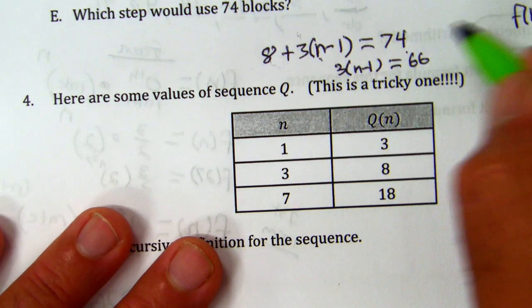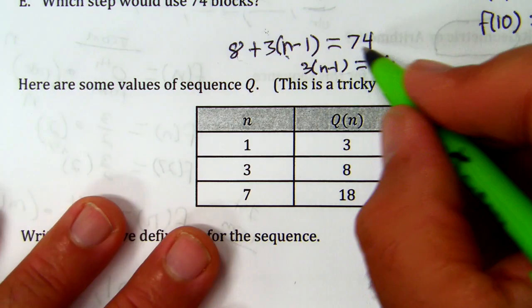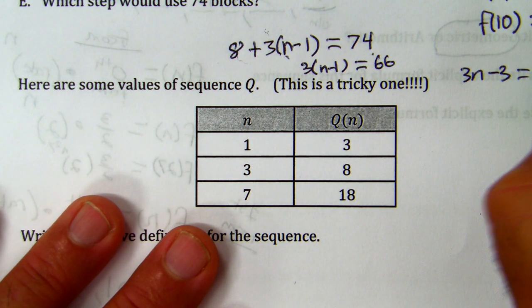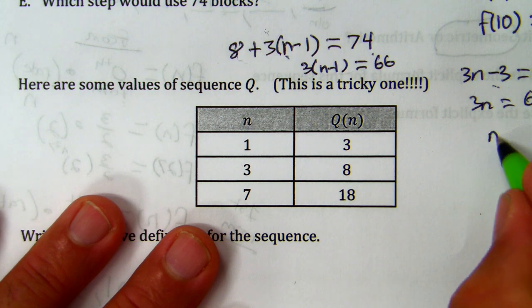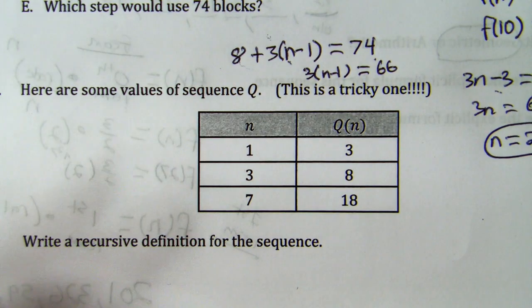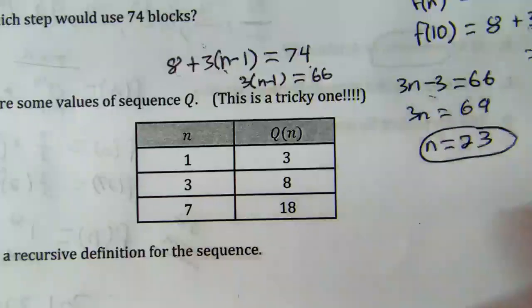Then I'll probably distribute the 3, although some of you would divide by 3 here. It doesn't really matter. If I distribute the 3, I get 3n minus 3 equals 66. I add the 3, so I get 3n equals 69. And then I divide by 3, and it looks like I'd be on step number 23. Step number 23 would use 74 blocks.